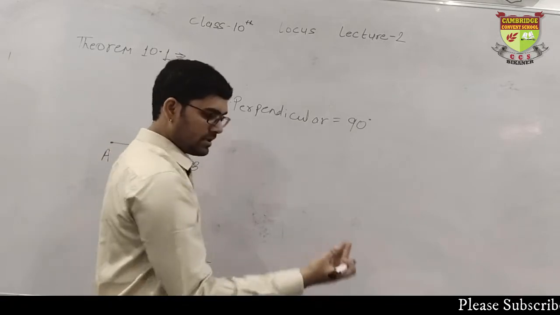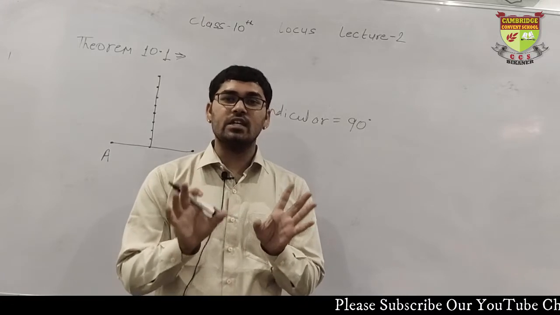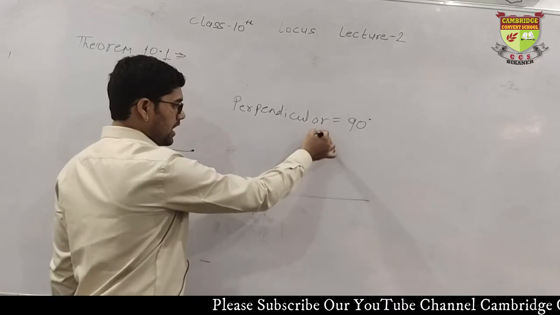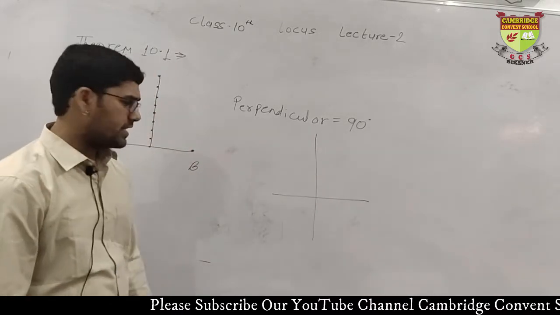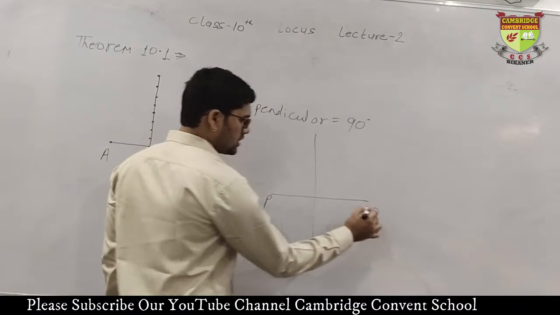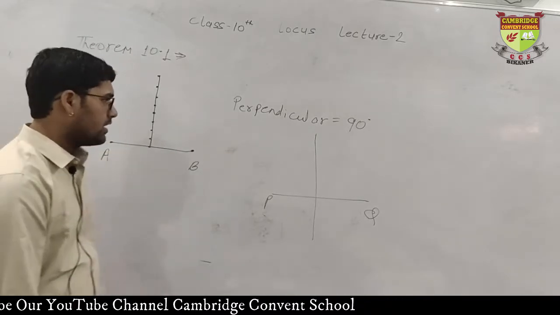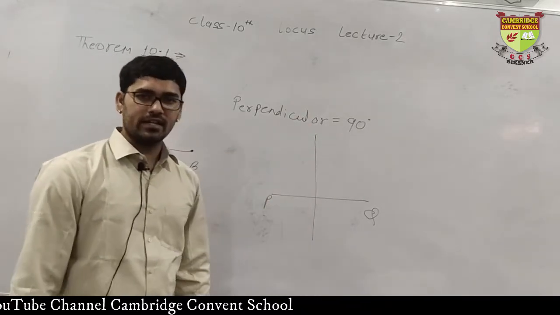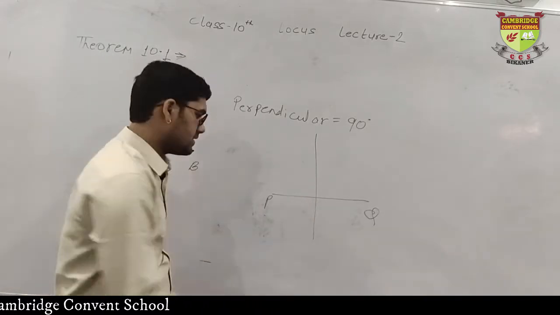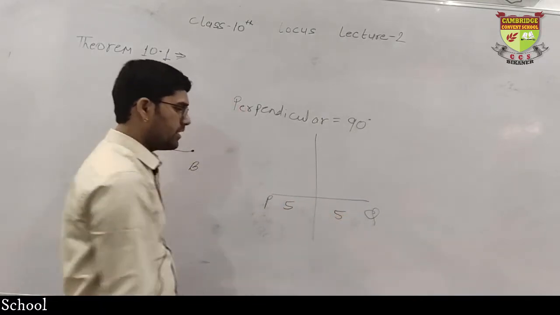Bisector is a mathematical word which means dividing into two equal parts. For example, it is a line. I have formed another line here. Suppose this line is named PQ, and PQ was 10 centimeter. When this line intersects and cuts it, PQ is divided into two equal parts. It was 10 initially, now this is 5 centimeter and this is 5 centimeter.